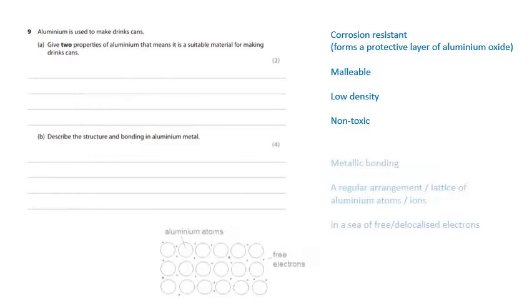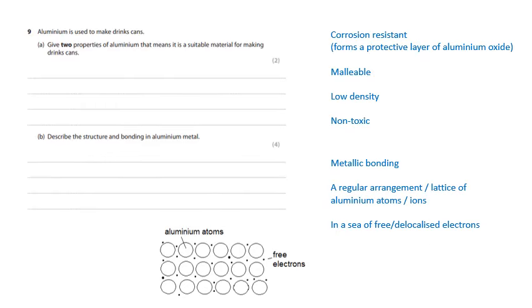Describe the structure and bonding in aluminium metal. What it wants you to do here for 4 marks is describe metallic bonding. And metallic bonding, we've learnt that. Okay, metallic bonding, I would do a labeled diagram as well.